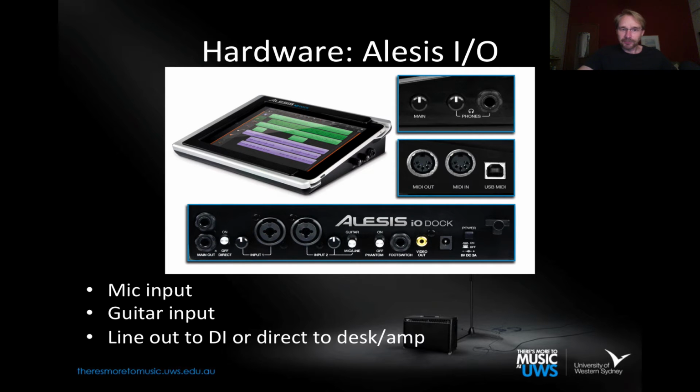The first piece of hardware we're going to look at is the Alesis I/O dock. These devices are available in the UWS music department. They provide two microphone level inputs, guitar inputs, and line outs, which can be connected to a DI unit, direct to a guitar amplifier, or straight into a mixing console or other recording device.